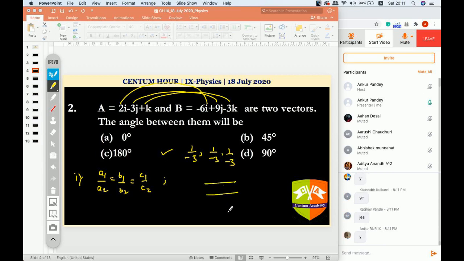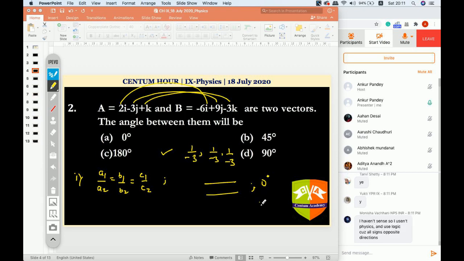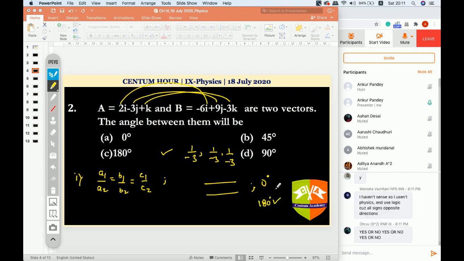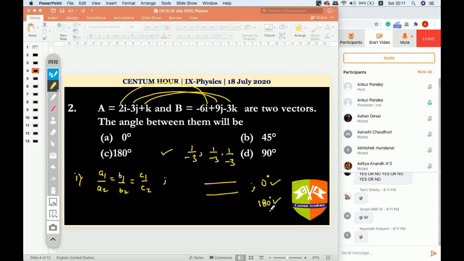They are parallel. But if this would have been a positive proportion, then 0 degrees. As it is a negative proportion, then 180 degrees. Got it or not? Good. Very good.